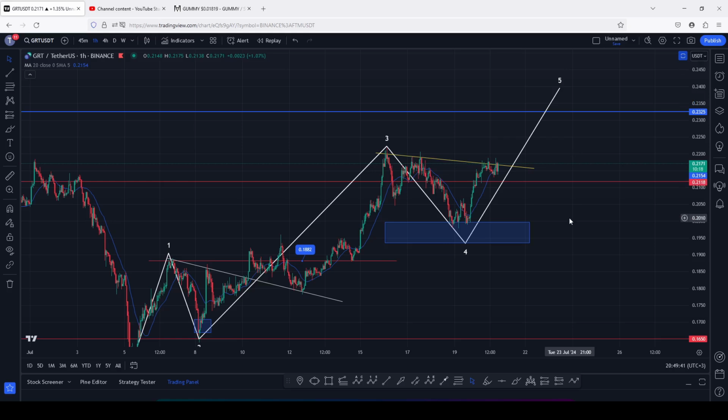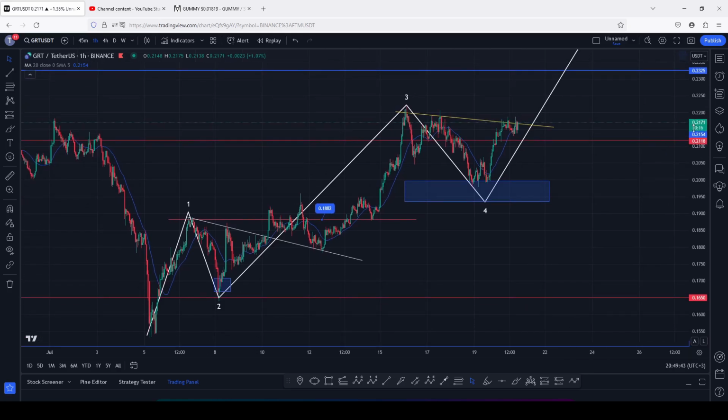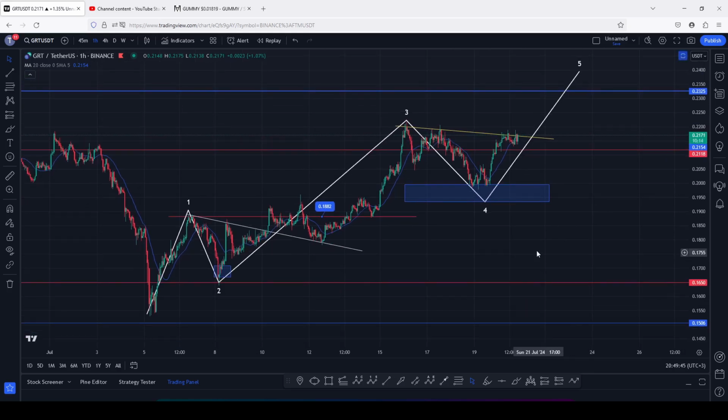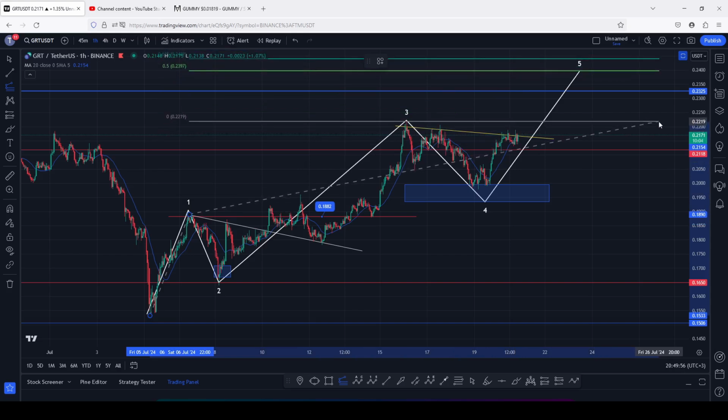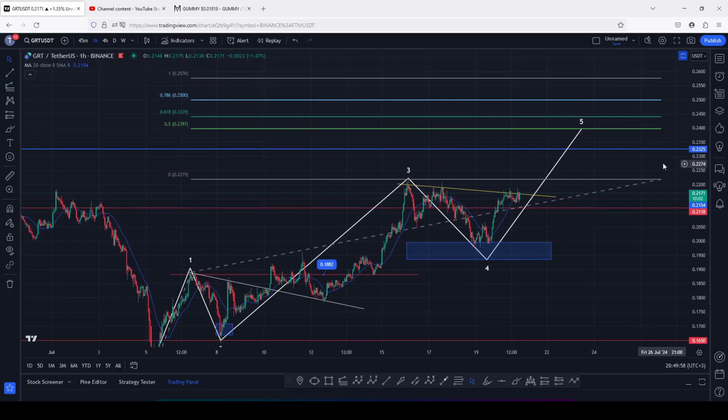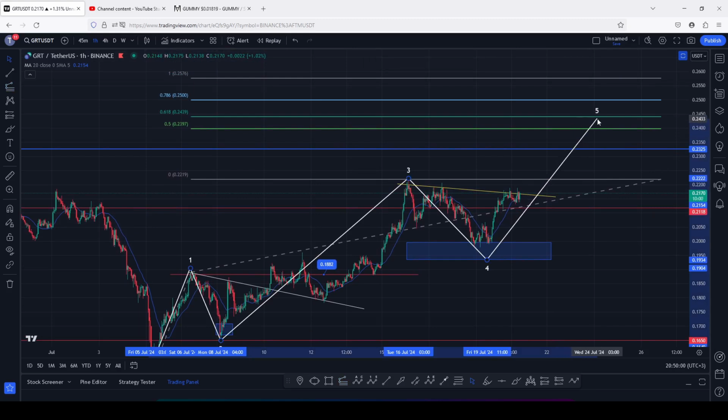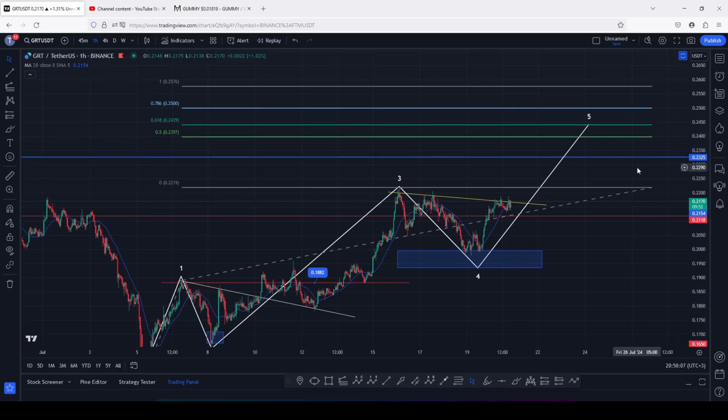To give you the minimum target areas for that Elliott wave count 5, I will be using the trend-based Fibonacci, connecting it from the low of the first wave to the high of that Elliott wave count 1, then dragging the fibs to the high of that Elliott wave count 3, giving me a minimum target area at the fib level 1.618, and that is above the 0.2439. That will be my first target area to the upside.